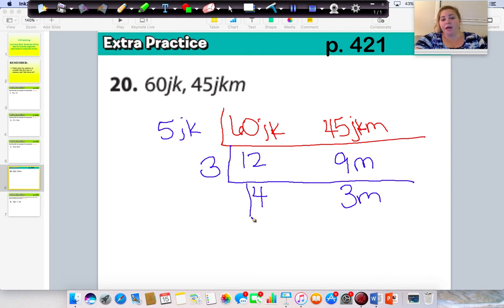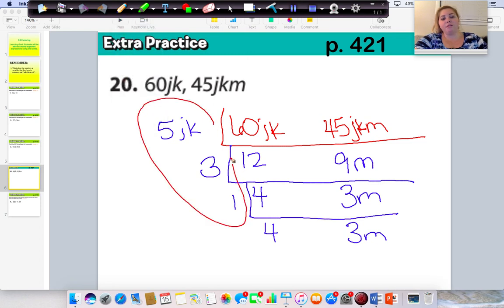And my last one, the only thing that these two have in common is 1. 1 times 4 is 4. 1 times 3M is 3M. Now I take my numbers off to the left and I multiply them all together. 5JK times 3 times 1 gives me 15JK. That's my GCF. My greatest common factor of 60JK and 45JKM is 15JK.